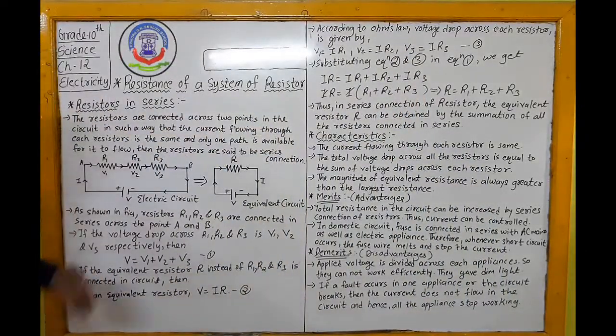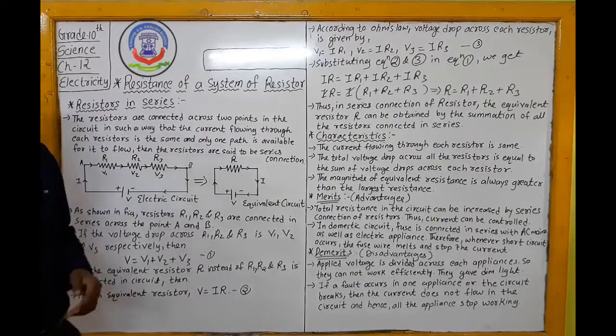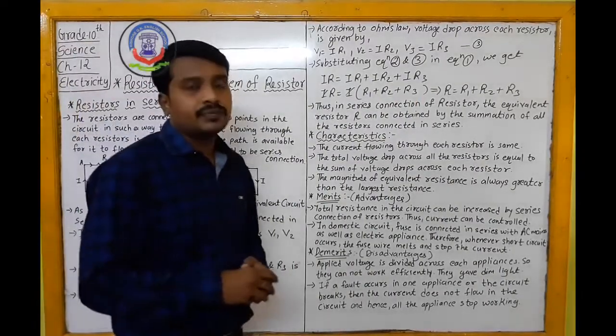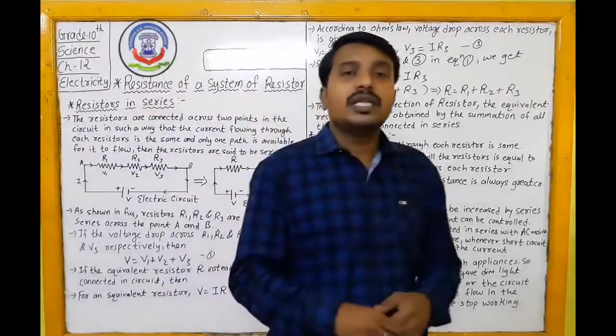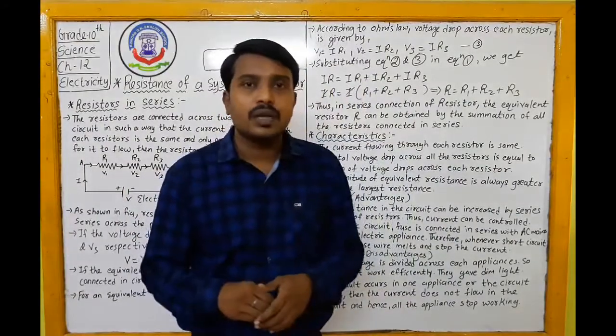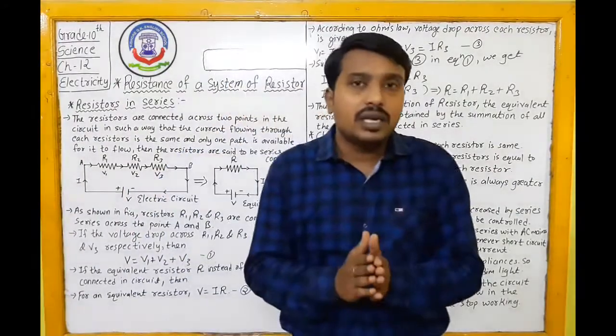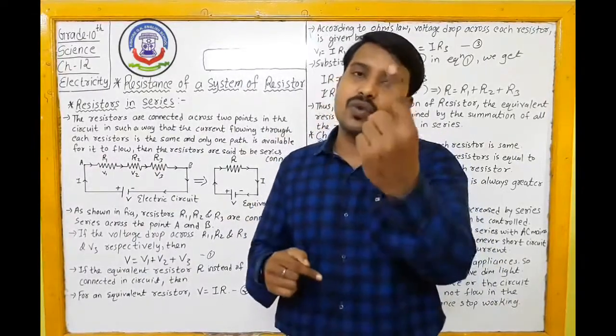Let's start with the definition of series connection of resistors. See, the resistors you are using in your circuit are said to be connected in series when the current flowing through each and every resistor is the same, and the path available in the circuit for the current to flow is only one.